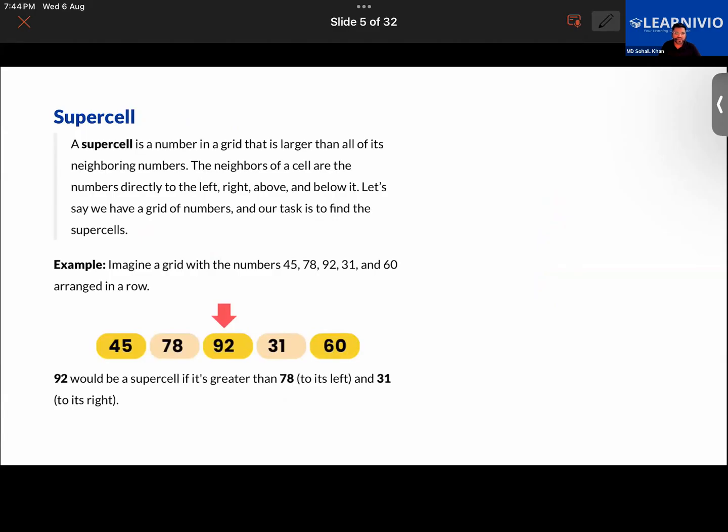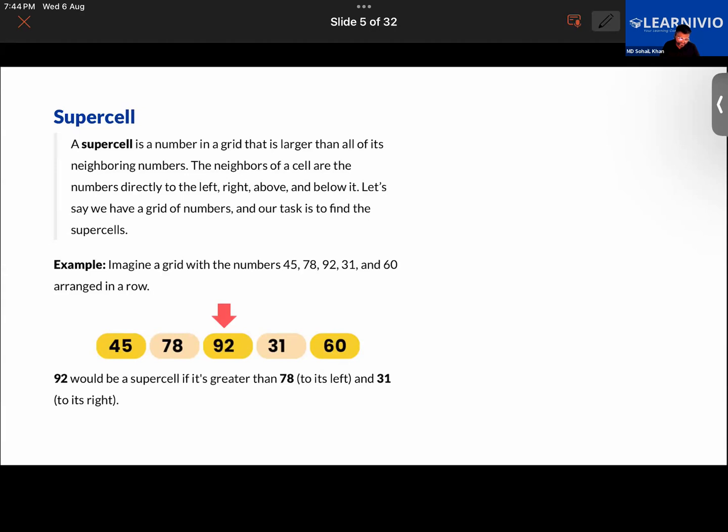Like how numbers can tell us different things. Your age tells the story of how many birthdays you have celebrated. Getting it now? Now we have the concept of supercell, right? The concept of supercell can be understood as a cell that is larger than all its adjacent cells.